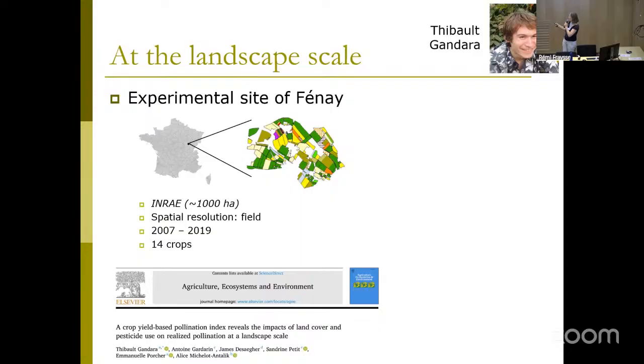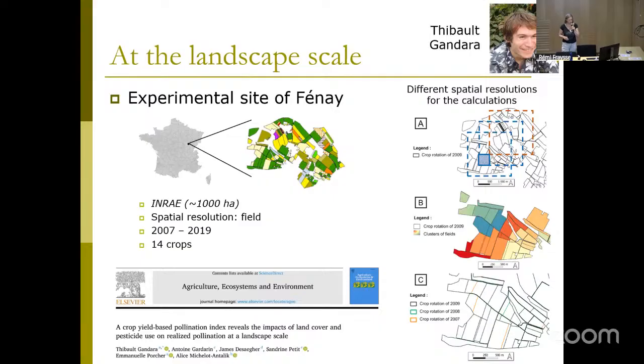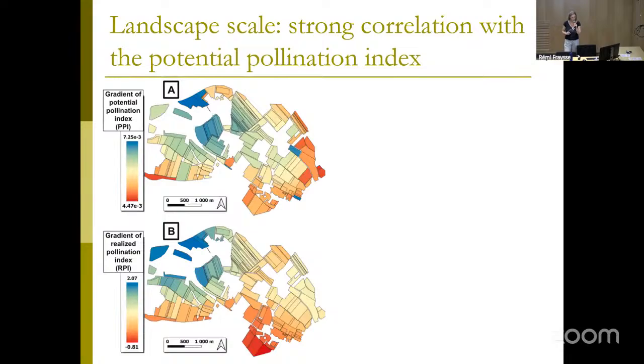And we have a range of years for data, and of course, a smaller number of crops because the area is smaller. And I won't go into the details because I don't have time, but we calculated the index at different spatial resolution from really the single field to groups of fields, and I don't present the whole details. But what we get is the same.